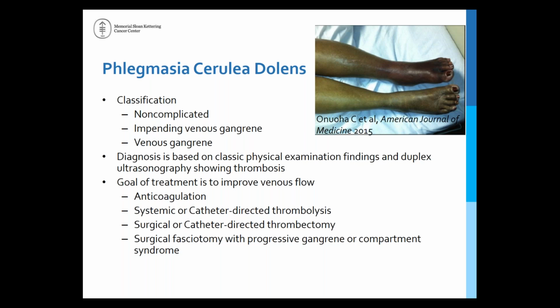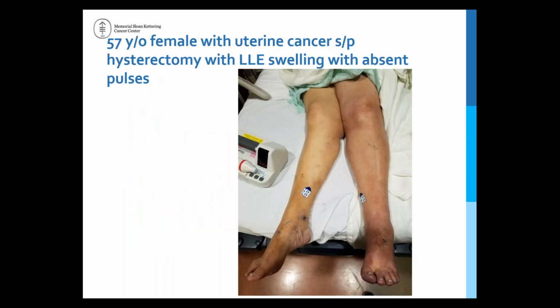To improve the venous outflow more quickly, if you need to act very quickly, you could invoke thrombectomy, which can be done either surgically or under catheter-directed methods. And again, sometimes with these patients you need to take them immediately to surgery. You need to perform a fasciotomy if the gangrene is moving quickly and if there's compartment syndrome. And then, of course, what we're trying to avoid is amputation.